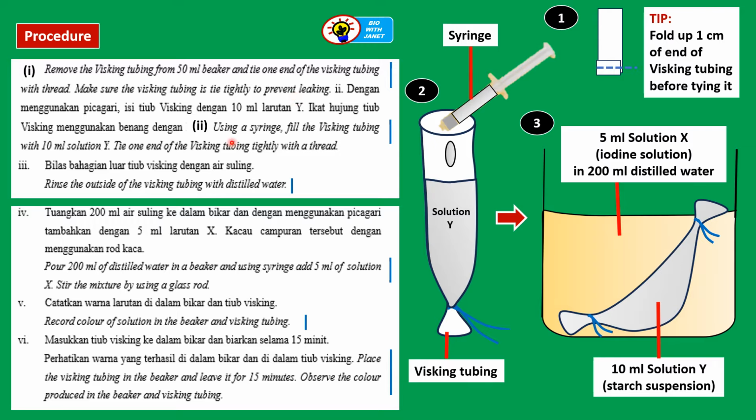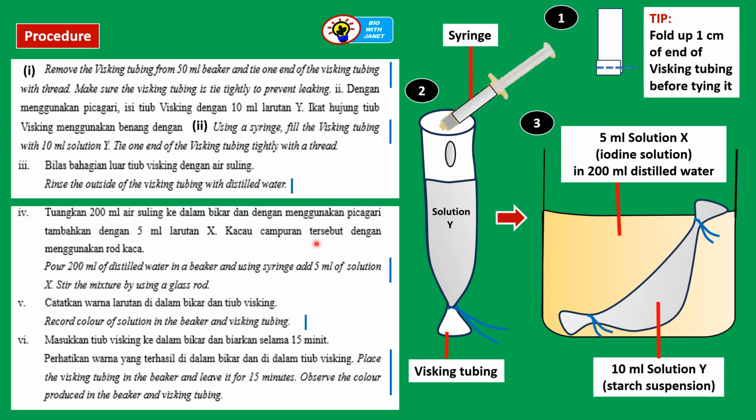All right, next, number 2, using a syringe, fill the whisking tubing with 10 ml of solution Y. Now solution Y is actually the starch solution, as you will find out later when the color changes to dark blue, right? So fill up the whisking tubing with 10 ml of solution from the syringe, and then you tie the other end tightly with a thread, right? Next, as another precaution, rinse the outside of the whisking tubing here with distilled water to remove all traces of solution Y, which may have dripped on the outside of the whisking tube, on the external surface.